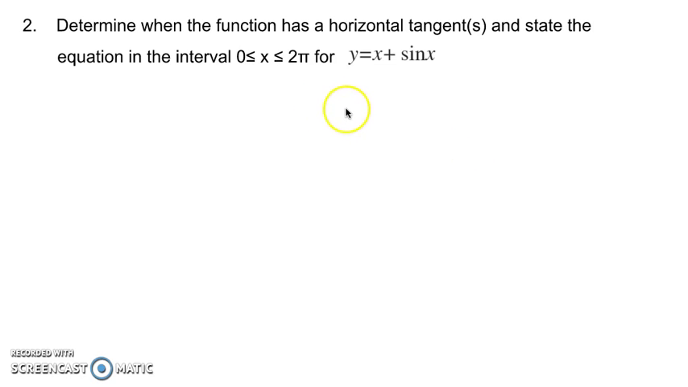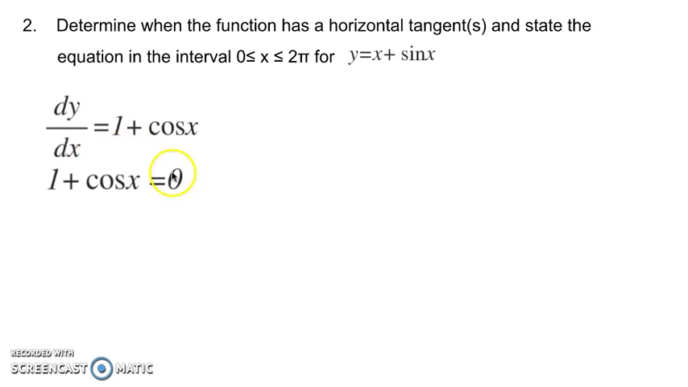The next example is determining where the function y equals x plus sine x has any horizontal tangents. Again, we start by taking the derivative, so dy over dx equals 1 plus cosine x. Since it's horizontal tangents, we set our derivative equal to 0, then we solve for x by subtracting 1, and finding the x value at which cosine equals negative 1. So in this case, x equals pi.